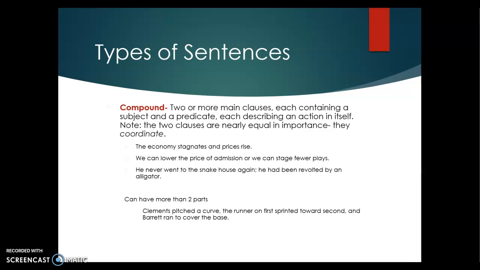But this example here, Clements pitched a curve. The runner on first sprinted towards second, and Barrett ran to cover the base. We have three different main or dependent clauses in this sentence strung together with commas. We have a coordinating conjunction and here. That sentence, I would say, is okay, still kind of boring, but you get the point. You can have more than two clauses in the sentence and it still be a compound sentence because of the subject predicate parameter on each clause.